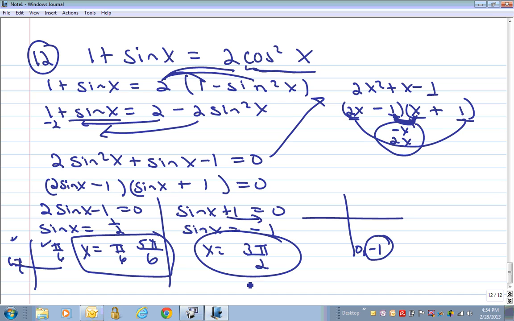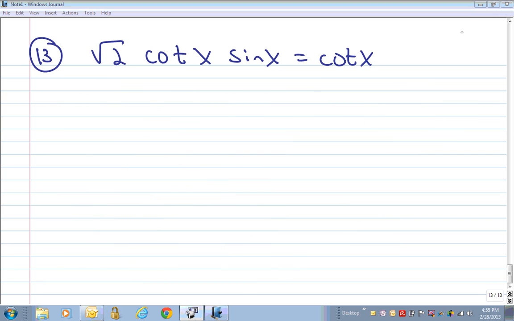Let's move on to 13. All right, for 13, let's see, I don't see any Pythagorean identities. What I do see is a term on the right side. So let's move it over and subtract it and see what it looks like. So we have the square root of 2 times cotangent x times sine x, and then we would subtract cotangent x equals 0.